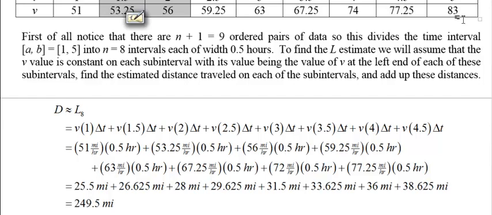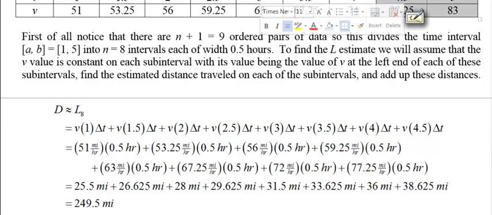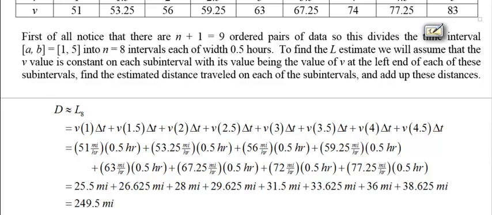Similarly, we go all the way across, with the last interval here using the 77.25. Notice the only data that we did not use for a left estimate was the 83. That didn't show up in this left estimate. So each of these is the estimated distance traveled using a left estimate on each interval. Add those up, that's 249.5 miles.